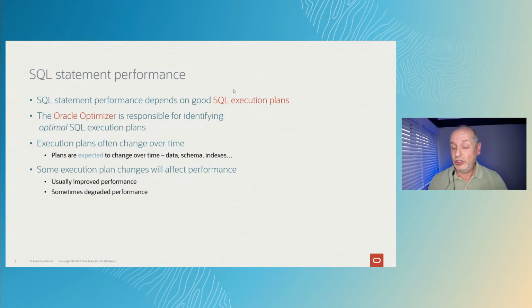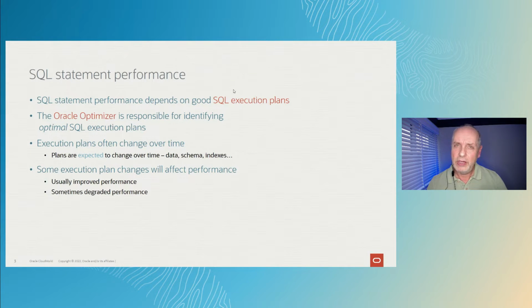Execution plans change over time, and they should. I think one of the key misunderstandings with execution plans is that there's one that is discovered and that is good for all time. But that isn't always the case. In fact, it's probably rarely the case. We expect execution plans to change over time because the data changes, the data distribution changes. You'll probably have changes to the schema, and add or take away indexes, for example. All these things can induce plan changes. So it's normal for that to happen.